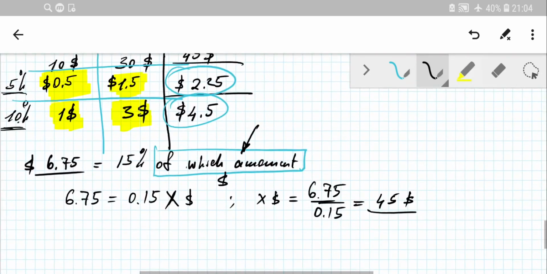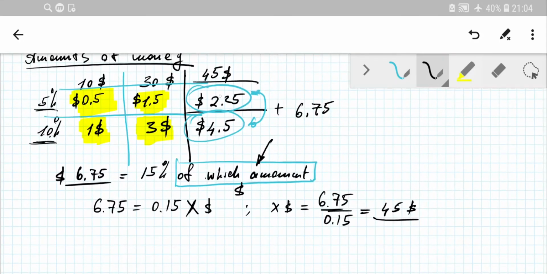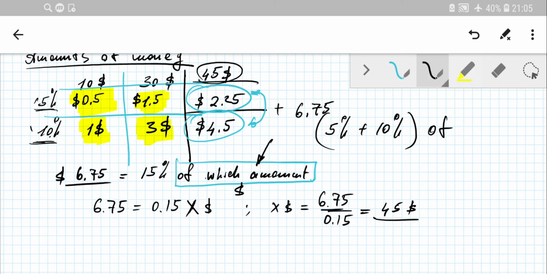Okay, so look, if you add up those values, you'll get 6.75 in total. So what you're actually doing is adding 5% and 10% of the same amount, and this amount was 45. So that's why your answer is $45 here. Okay, that's how you can use data and calculate without any calculator.